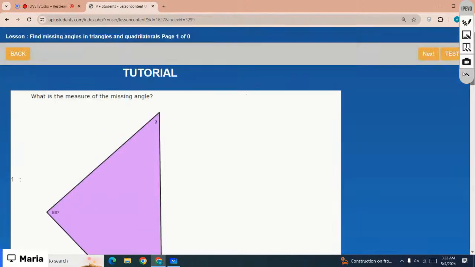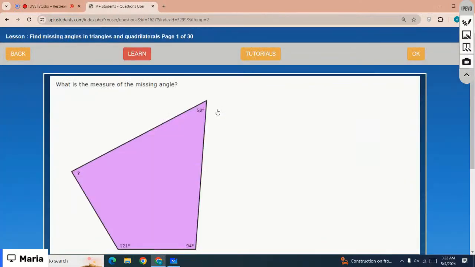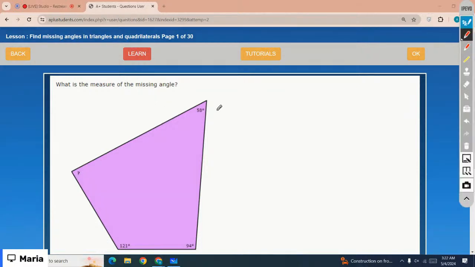Let's just start with the test questions. What is the measure of the missing angle? So that is a four-sided shape, right? So when the shape is a four-sided shape, the sum of all the angles must be 360. So you have 58 degrees plus 94 degrees plus 121 plus the missing one that equals 360. Let me just add them.